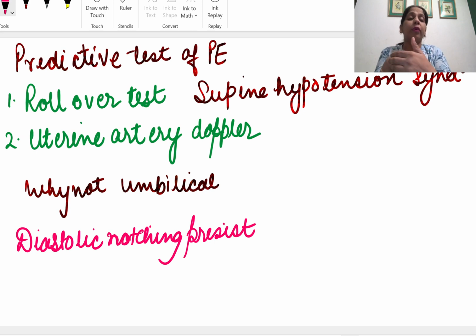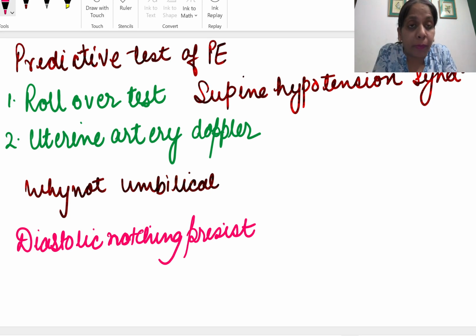So what is this rollover test? Usually when a patient lies down, the BP falls because the inferior vena cava gets compressed. But if the patient has a preeclampsia tendency, we make the patient lie down and roll, and the BP will increase. In spite of the inferior vena cava being compressed, the BP still increases rather than falling. This is the rollover test.